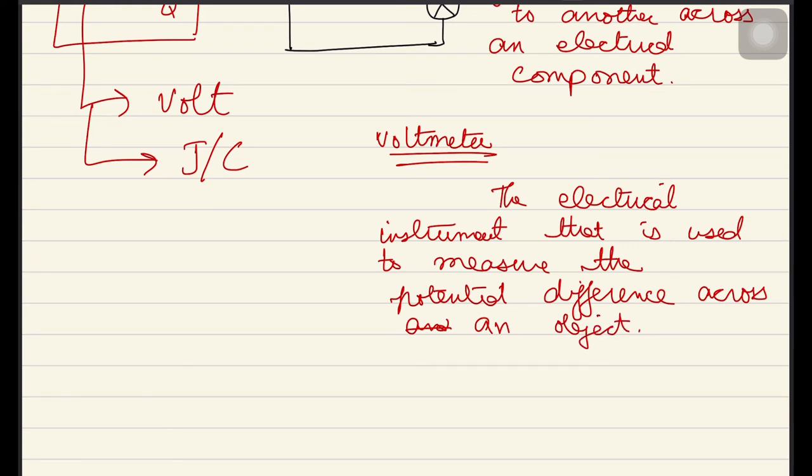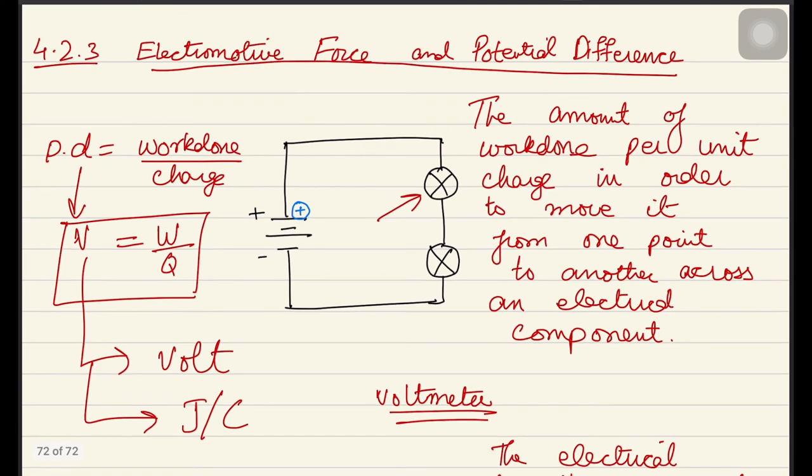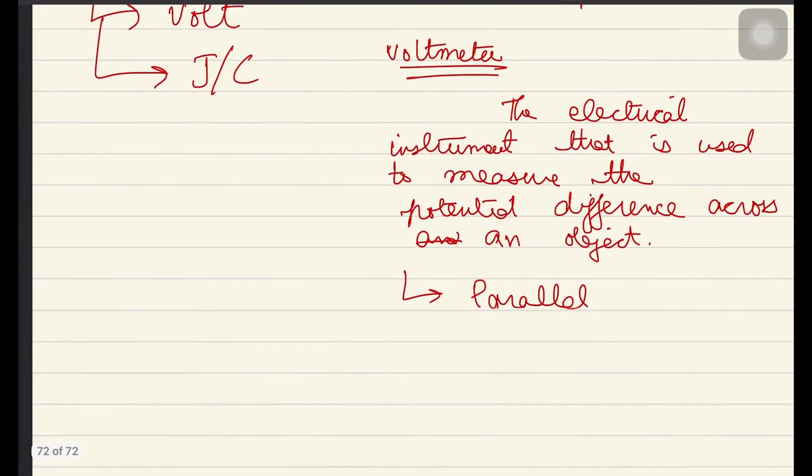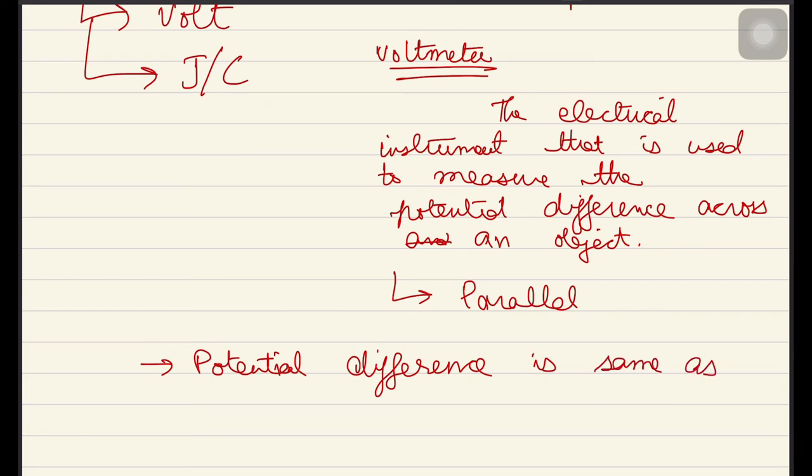And about how we can attach the voltmeter in a circuit: basically we attach the voltmeter in parallel. It is attached in parallel in an electrical circuit to measure the potential difference or the voltage. Voltage is another word for the potential difference. We call it potential difference or the voltage. So potential difference and voltage are the same.